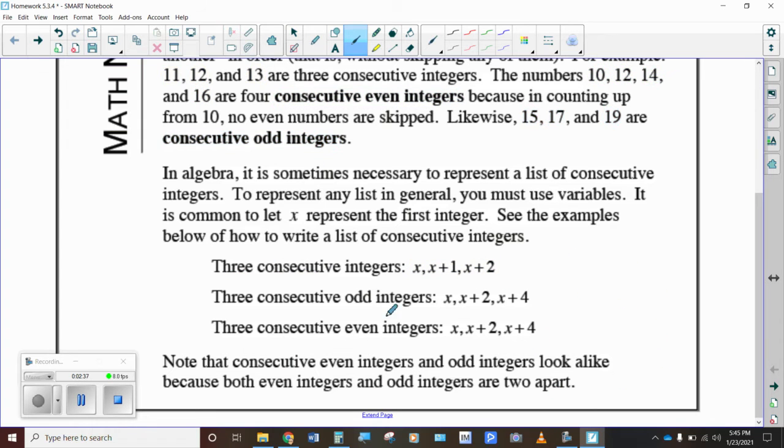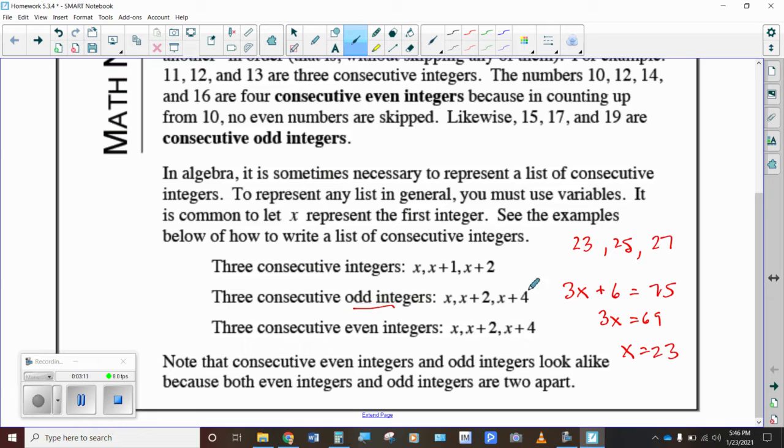If I were to say 3 consecutive odd integers had a sum of 75, we would take x plus x plus 2 plus x plus 4, so that becomes 3x plus 6 is equal to 75. Then I would take away 6 from each side, and that would give you 3x equals 69, and then divide by 3, and you get x is equal to 23. So the 3 numbers would have to be 23, 23 plus 2 is 25, and then the next one would be 27.